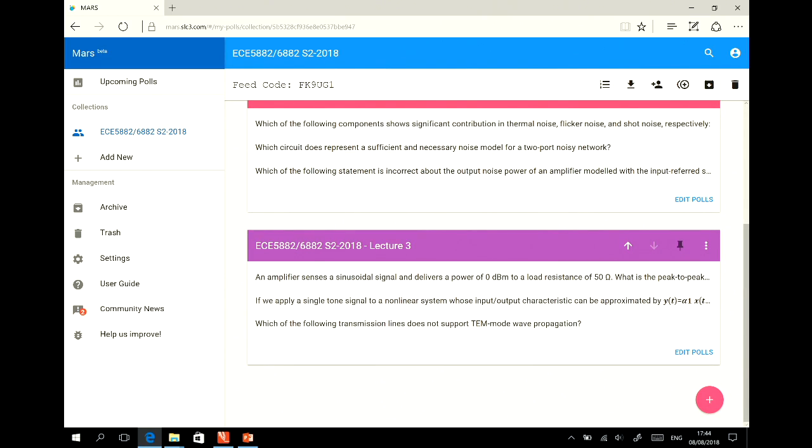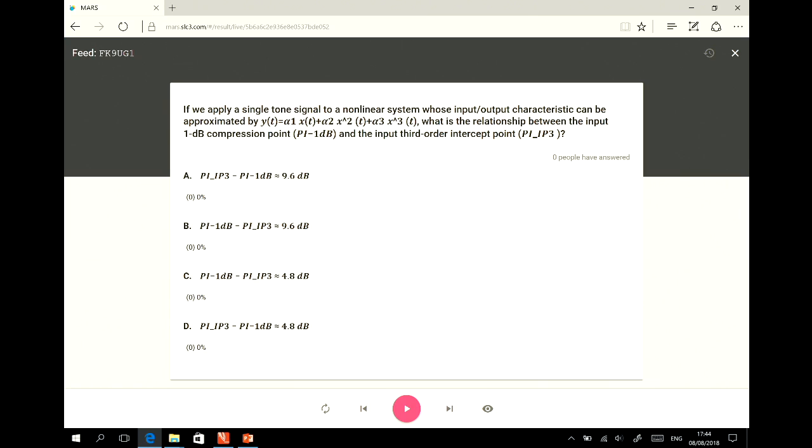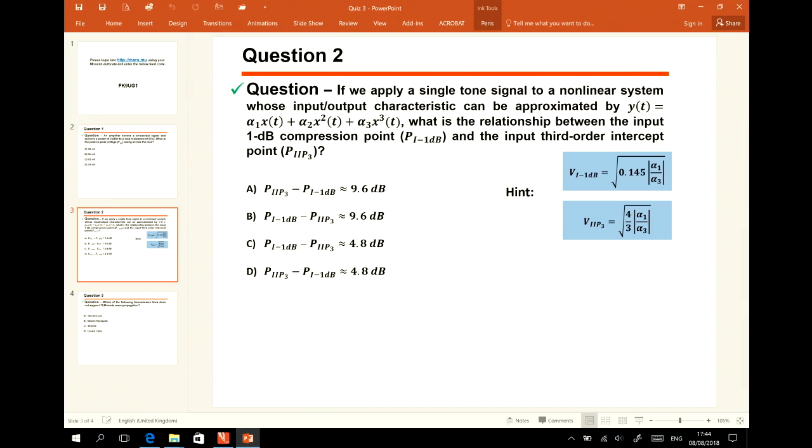The second question. If we send a single tone signal into a nonlinear system, and our nonlinearity is exactly the same as what we said before, we have a 1 dB compression point and IIP3, and we have the formulas for these two. What's the relation between these two?